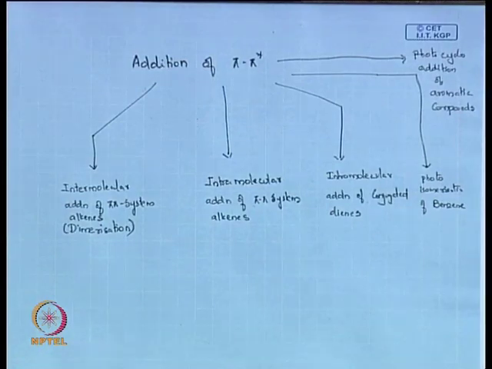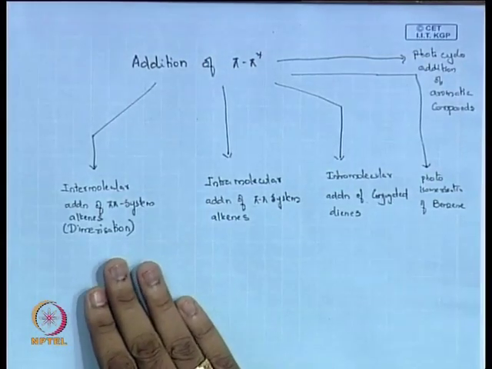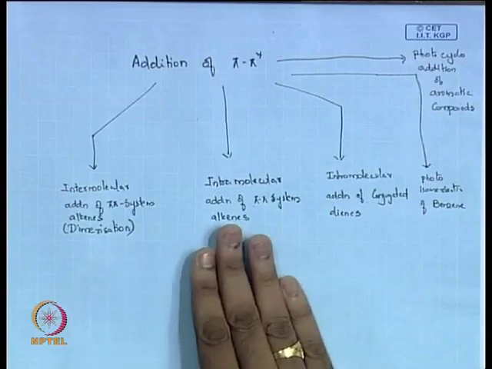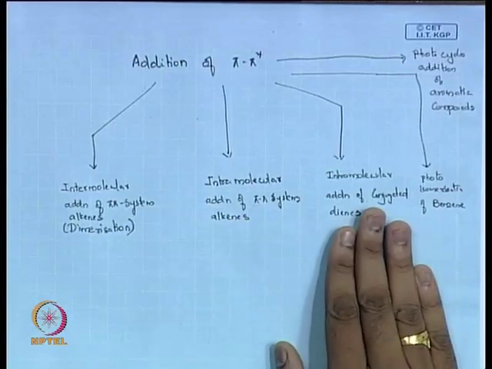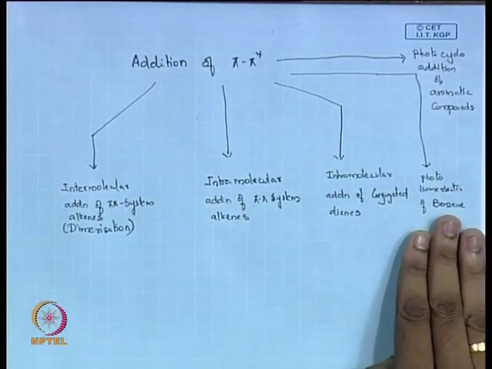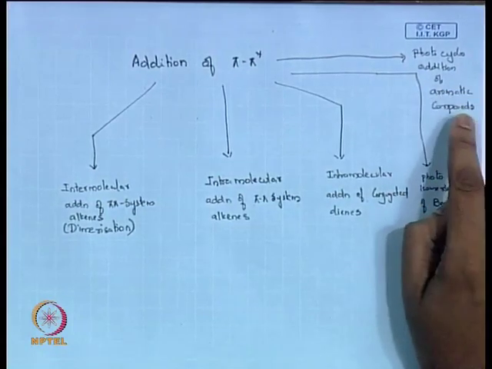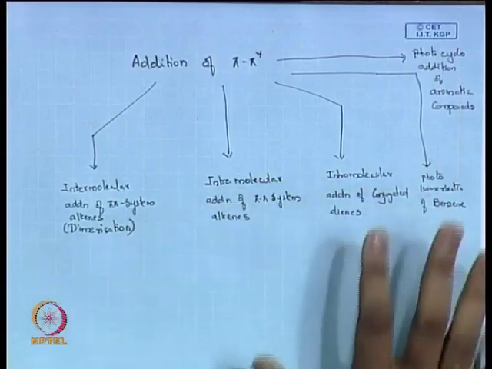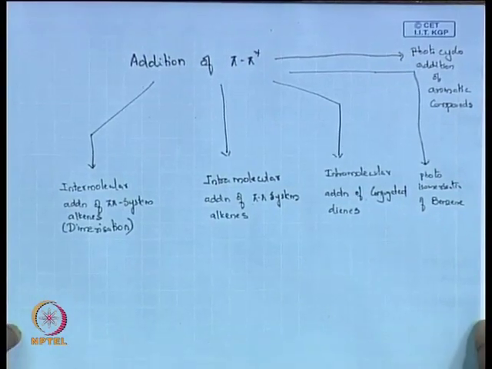So we will be dealing with five topics. First, we will see intermolecular addition of pi pi star, that is, of your alkene system. Then we will study intramolecular addition of pi pi star, that is alkene. Then intermolecular addition of conjugated dienes, photoisomerization of benzene, and photocycloadditions of aromatic compounds. So we will broadly discuss these areas in addition of pi pi star systems. First, we will start with the addition of your alkene systems.